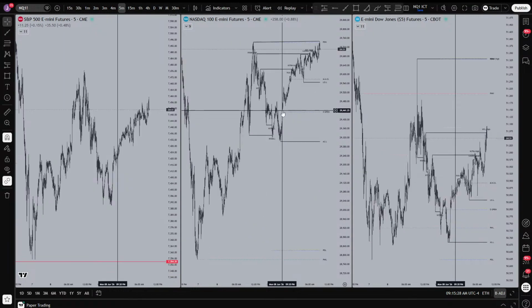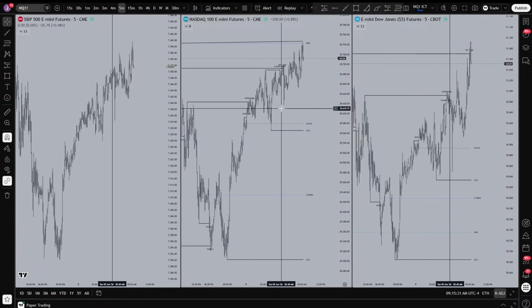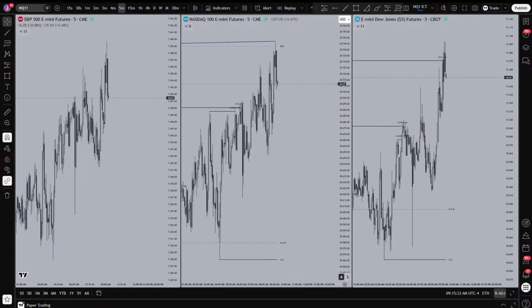Yeah, my puts are probably gonna expire worthless. I'm probably just gonna hold them because there's no reason in selling when they're only worth $100. But that's fine.